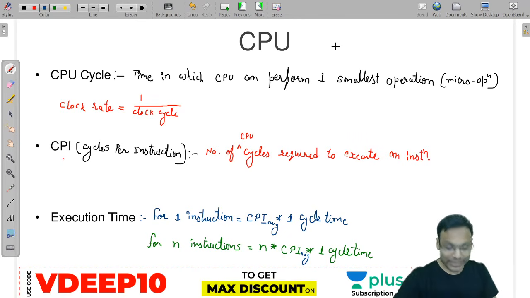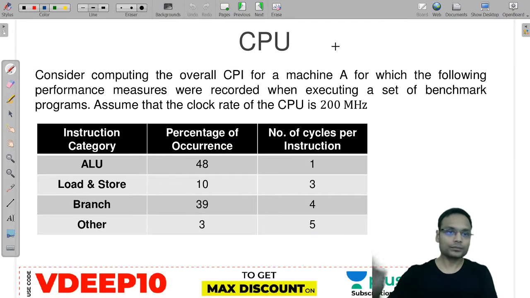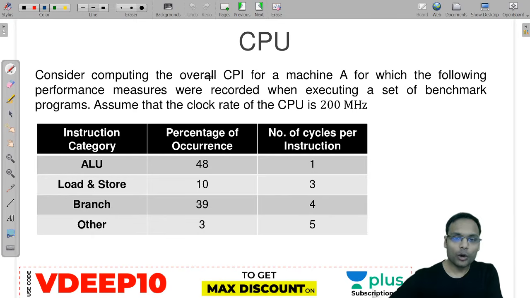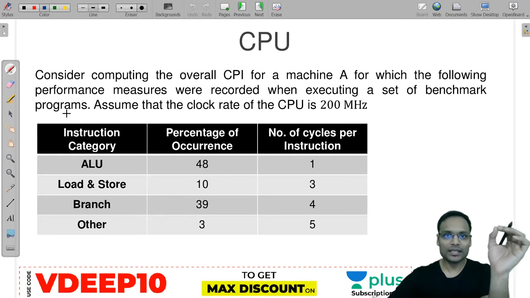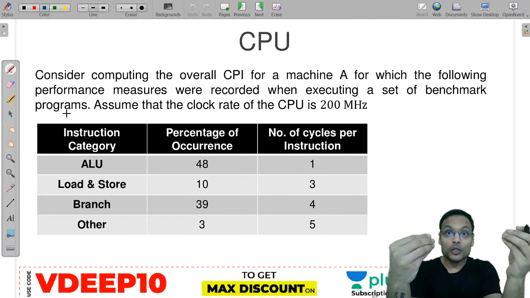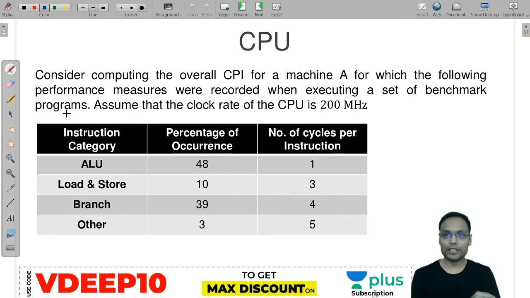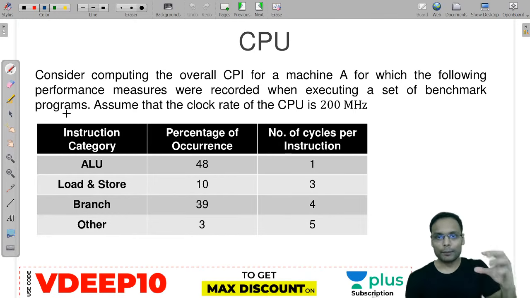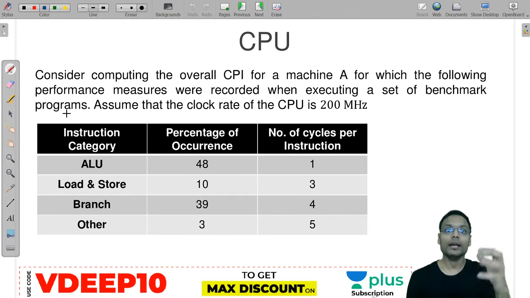Okay, so how exactly are you going to calculate this CPI average? For that, I have a very simple example in front of you. Consider computing the overall CPI for a machine A for which the following performance measures were recorded when executing a set of benchmark programs. A benchmark program is nothing but a program which we use for some testing purpose. If this particular program is giving you this result, you can measure whether the result is better or not. So benchmark programs are like predefined programs which you can use for testing purposes.